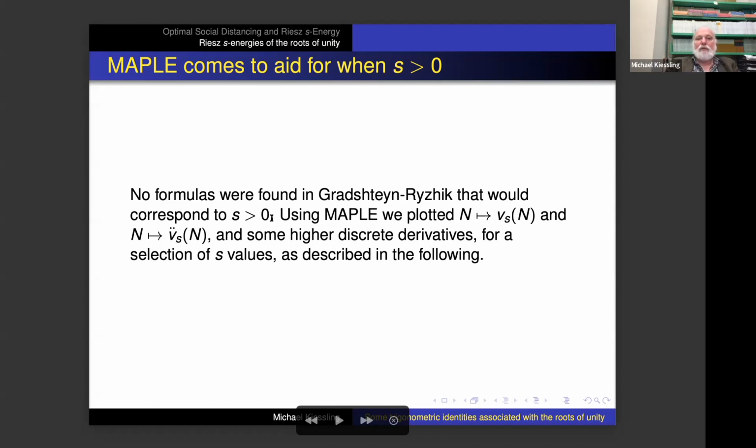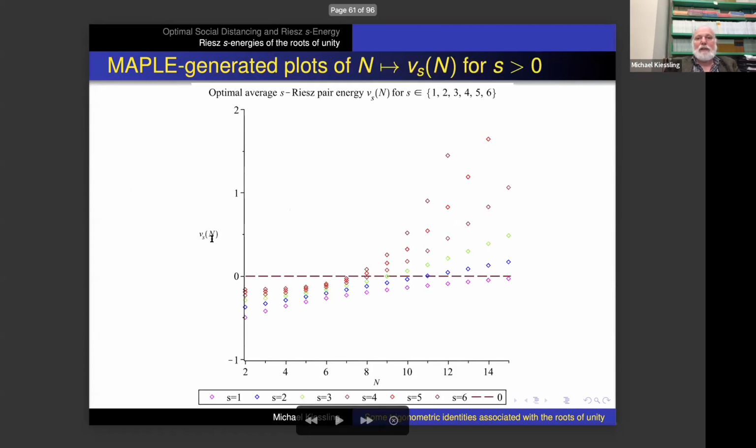So then you start using Maple, and now it's no longer experimental in the sense that the data are really from that formula. It's now just plotting a formula, and you plot the second discrete derivative. And here is how that looks. So here's a selection of s values, now always positive, 1, 2, 3, 4, 5, and 6. And this here just means I plotted the 0 line. And so for s equals 1, it looks concave. For s equals 2, right?